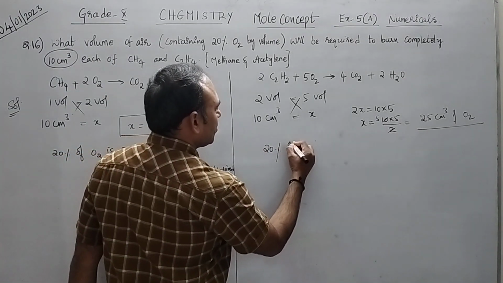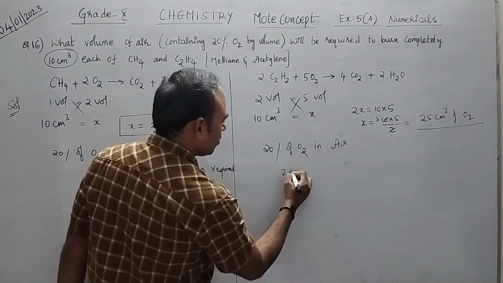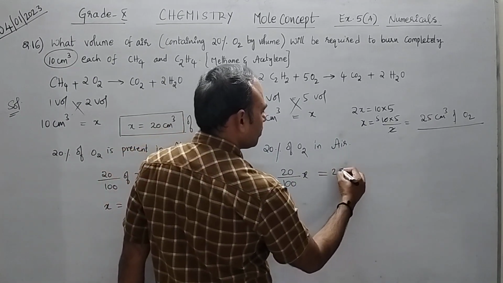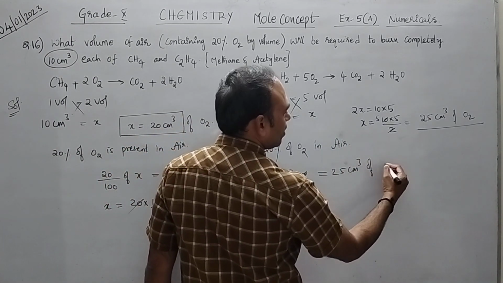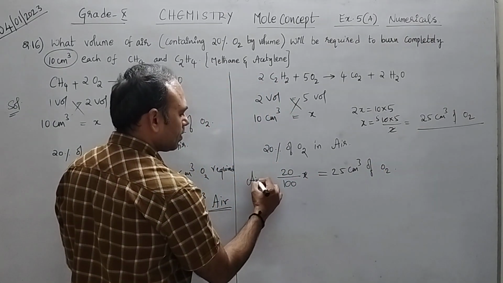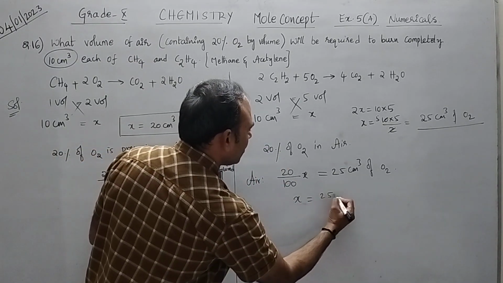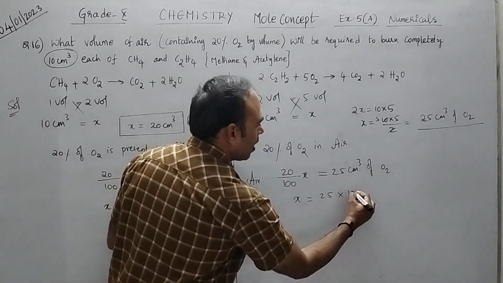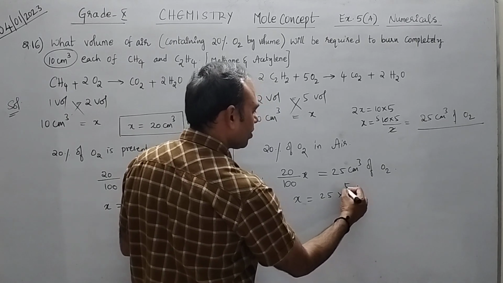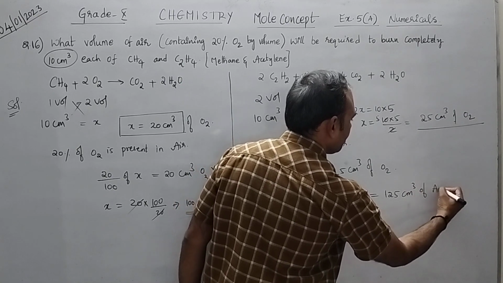And it is given 20% of oxygen in air. Therefore, we know that 20 by 100 of x is equal to 25 centimeter cube of oxygen. So air is to be calculated in this method. Now send to the other side. x is equal to 25 into 100 by 20. Cancel this, this will be 5. So we need 125 centimeter cube of air.